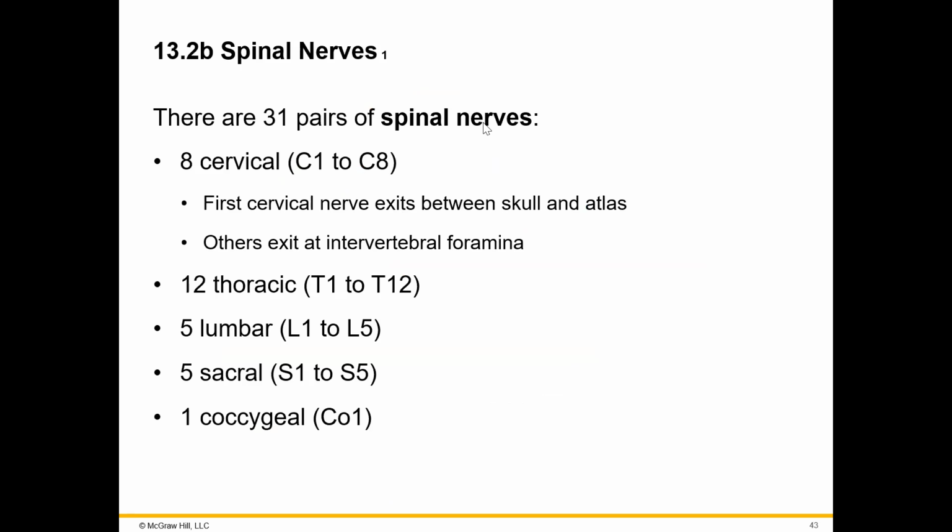There are 31 pairs of spinal nerves. There are 8 cervical nerves. The first cervical nerve exits between the skull and the atlas, while the others exit at the intervertebral foramina. There are 12 thoracic, T1 to T12, 5 lumbar, L1 to L5, 5 sacral, S1 to S5, and 1 coccygeal.